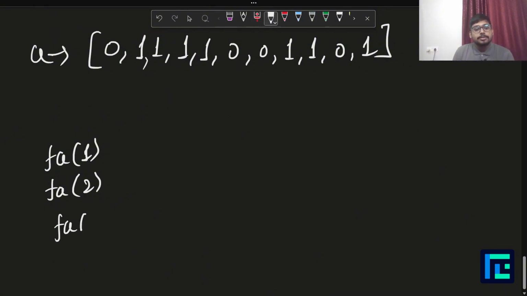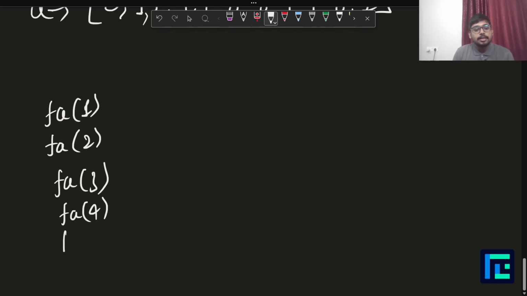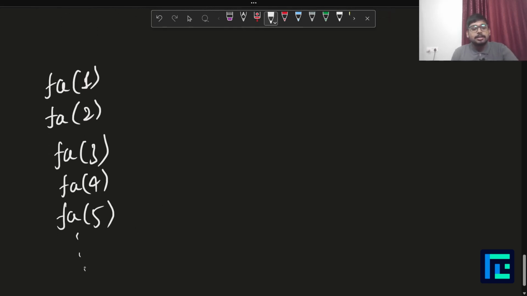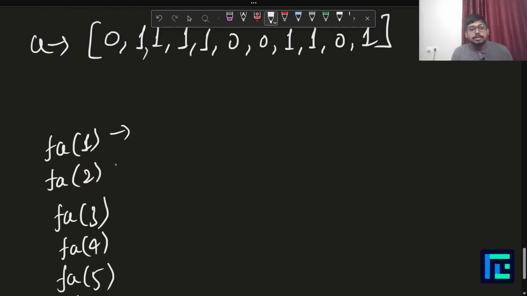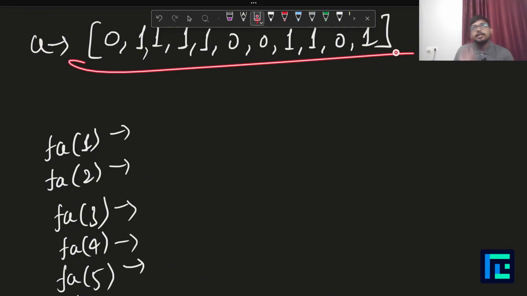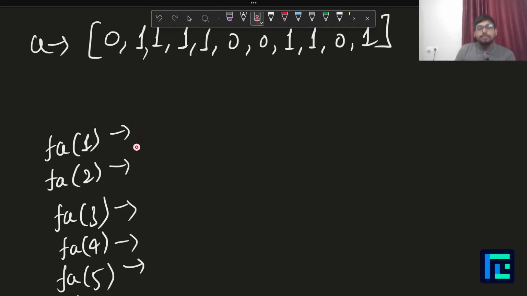Okay, so fa2, fa3, fa4, fa5. Okay, these all we need to compute up till whatever is the size of the array. So let's start computing. Now we know we need to just do an order of n traversal only. We cannot do more than that. So let's try to do a traversal in this array and start computing these values.